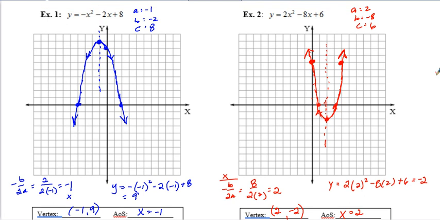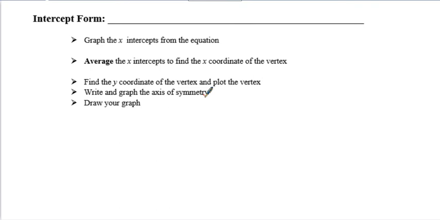Alright, so that's how we use our algebra in standard form. Now let's remind ourselves about intercept form. Intercept form looks like this: y equals a times x minus p times x minus q. It's basically factored form. The first thing we do is use the intercepts that we're given, from the equation x equals p, x equals q.